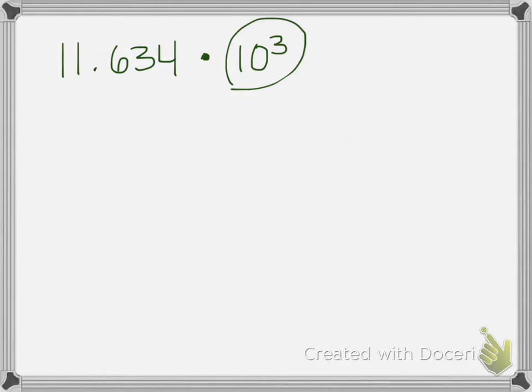So we've known the trick is you just move the decimal over whatever the exponent is, 3 places. So I'm going to come over to my number and do that. I'm going to start where the decimal is. The decimal's right there. I'm just going to count 1, 2, 3. And I know my decimal's now going to be behind the 4. So I'm going to rewrite my number, 1, 1, 6, 3, 4.